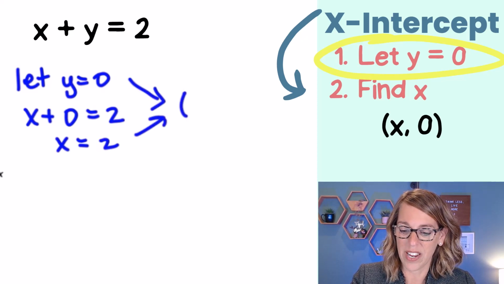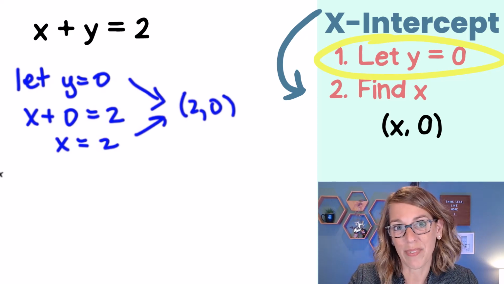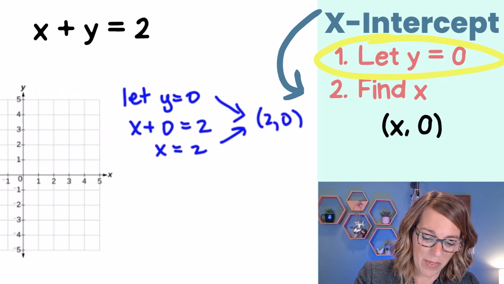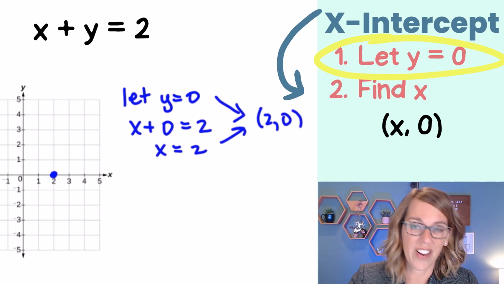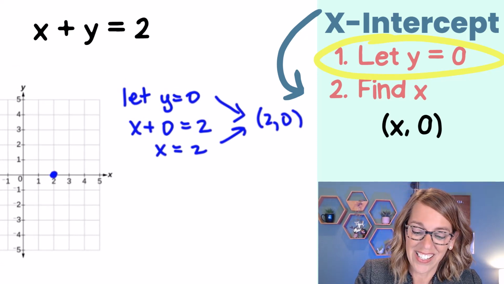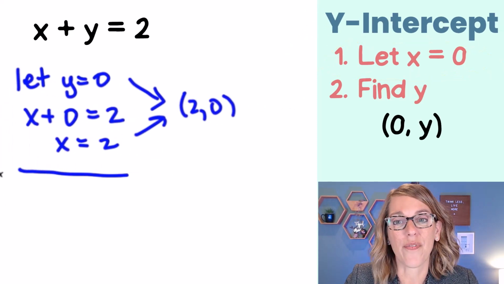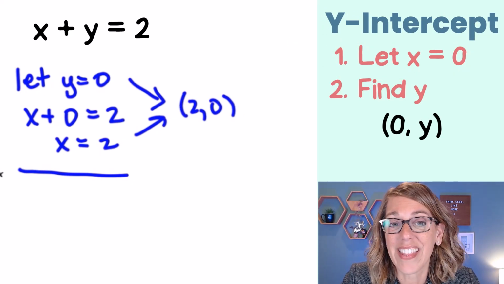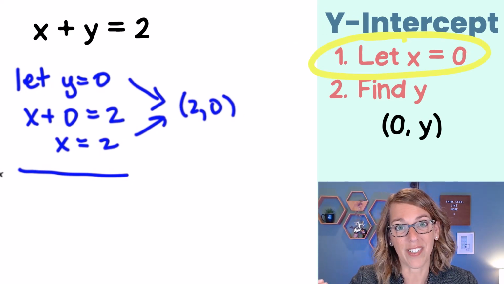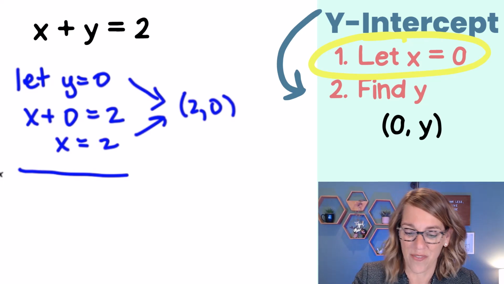This gives me the point 2 for x, 0 for y, and I can go ahead and plot that first x-intercept. So that is 2 there on the x-axis. Let's do the very same thing now for the y-intercept, but this time we're going to let x be 0, and we're going to find that value for y.